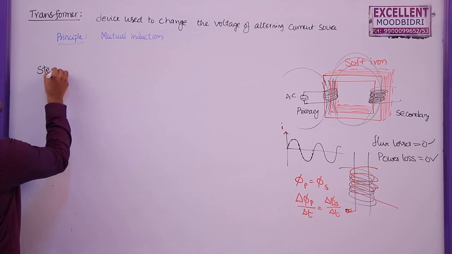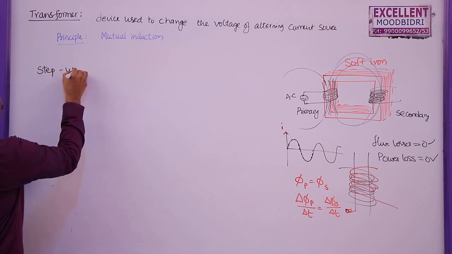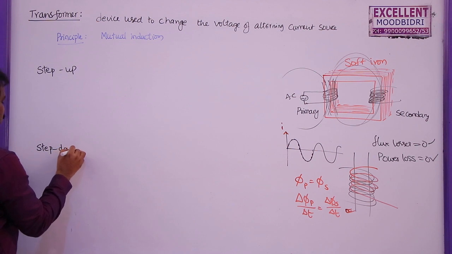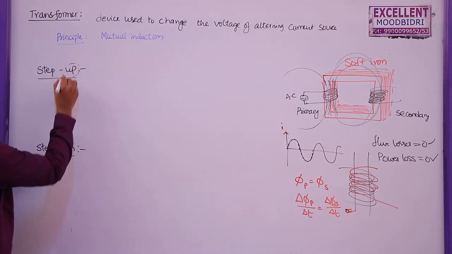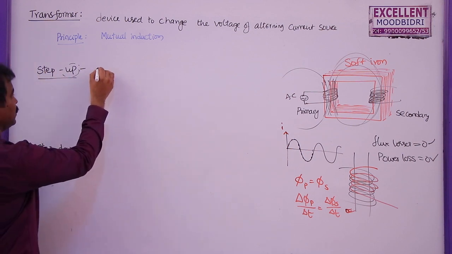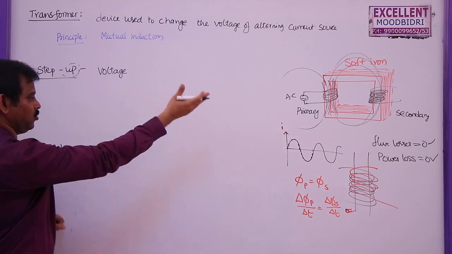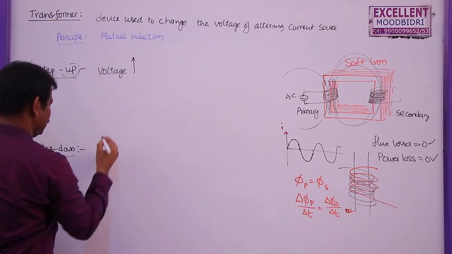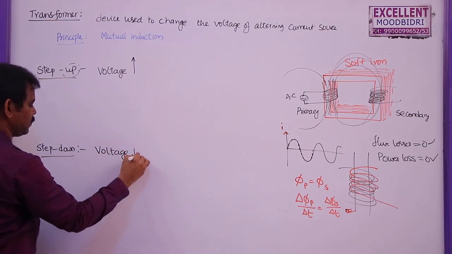Step up transformer, second one step down transformer. In step up transformer, up means increases, the voltage across the second coil or secondary coil increases. So here voltage increases, here voltage decreases.